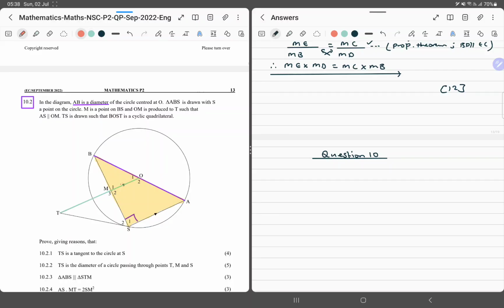Okay, let's just reassure that those parallelities are not lost, okay? So, such that AS is parallel to OM, okay? Now, TS is drawn such that BOST is a cyclic quadrilateral. So now, since these ones are not drawn in, we're just going to draw them.